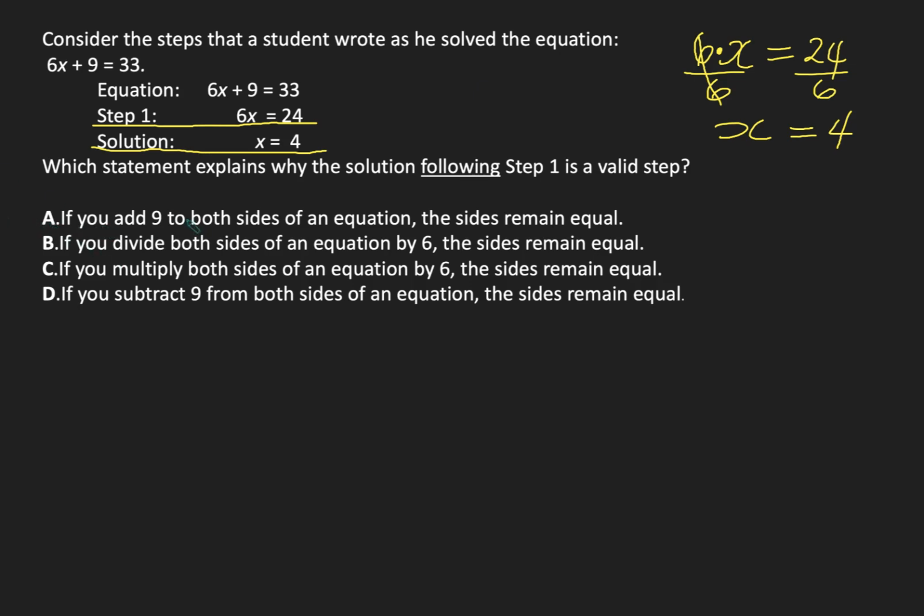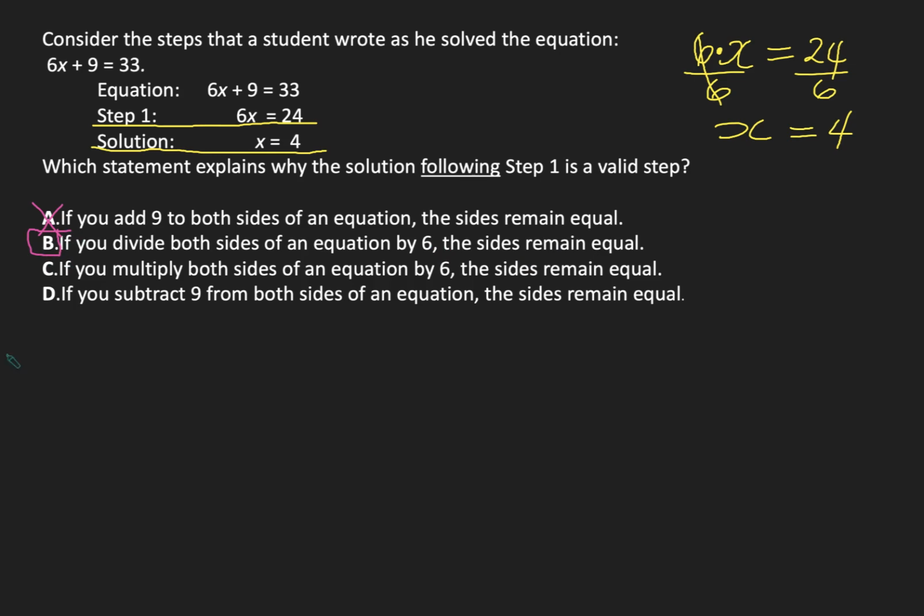A says if you add 9 to both sides of the equation, the sides remain equal. Now we're only focused on going from step 1 to the solution, and A is not our answer because we didn't add 9 anywhere. We divided by 6. Let's look at B. If you divide both sides of an equation by 6, the sides remain equal. Yes, that is our answer.